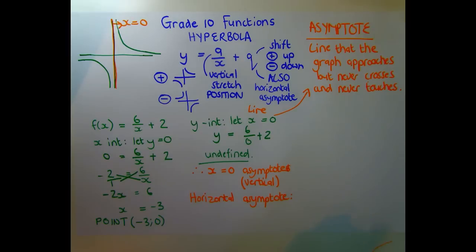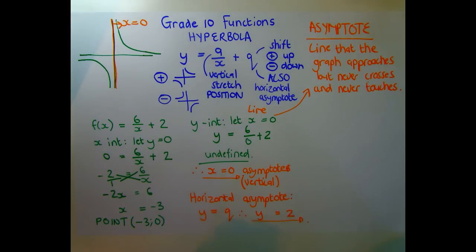So when you are getting the horizontal asymptote, you're basically reading off the formula for the graph. The horizontal asymptote is the line y equals q. So what is q in this case? Q is 2. So it's going to be the line y equals 2. So those are our two asymptotes. And that's the second thing to do when finding things to draw on this graph.